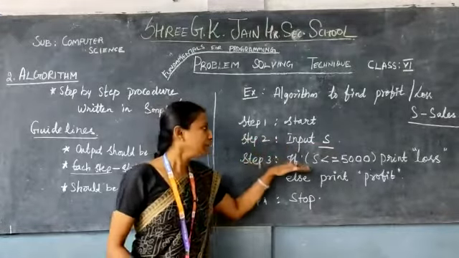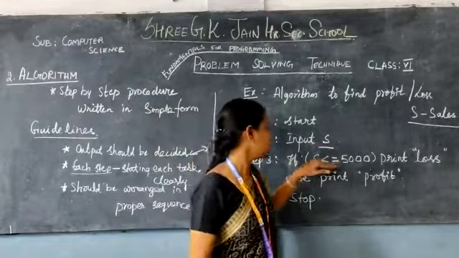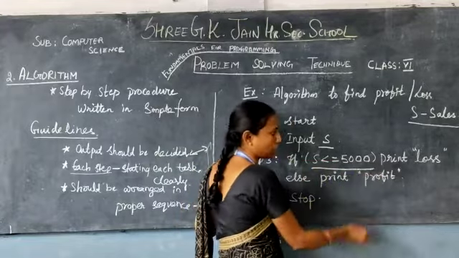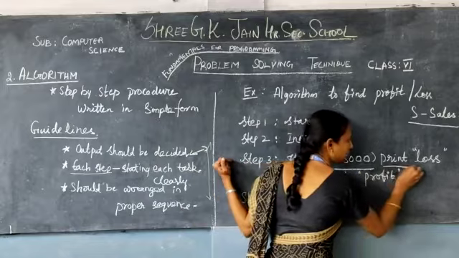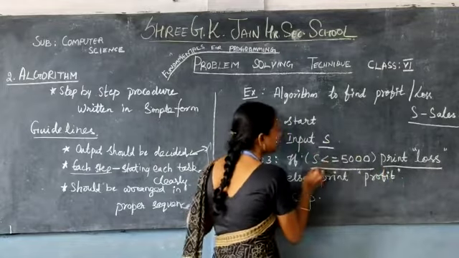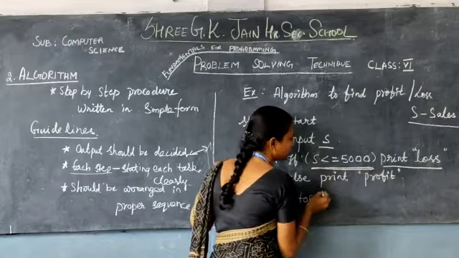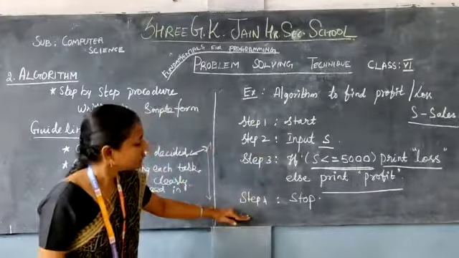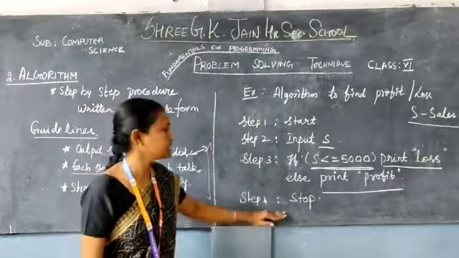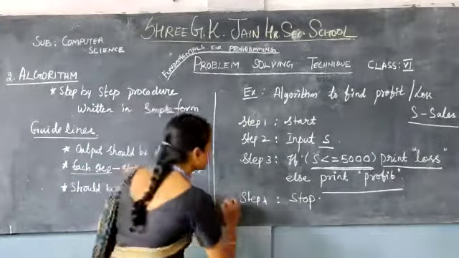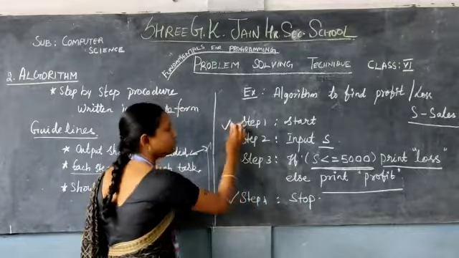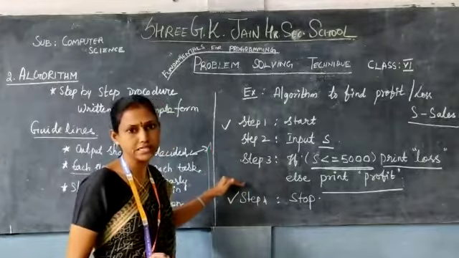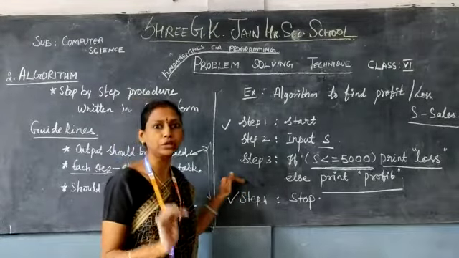Next, step 3. Here we are checking a condition, that is, if S is less than or equal to 5000, we are going to print loss. If this condition gets false, we are going to print profit. Okay. After that, the final step is stop. This start and stop, we have to compulsorily give in each and every algorithm.